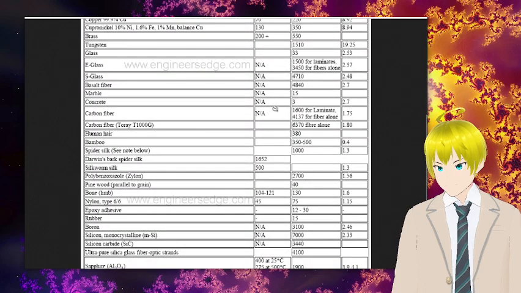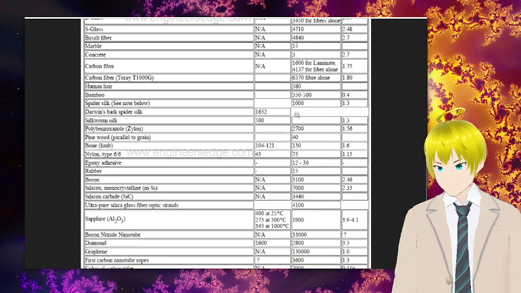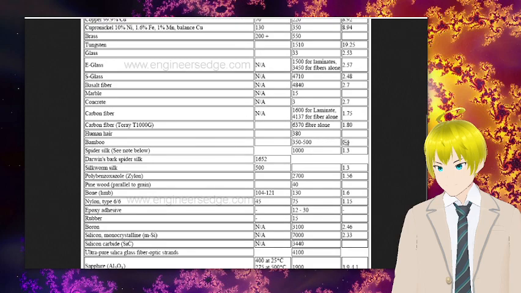Marble, no. Human hair. But what's the density of a human hair? It doesn't have a density listed. What about spider silk? Oh, 1001.3. Let's try spider silk. How high can a spider web go? 49 miles. 49 miles with spider silk? Are you kidding me?